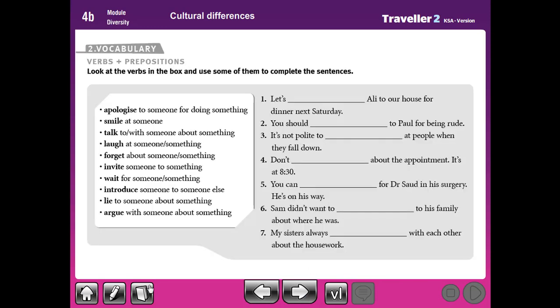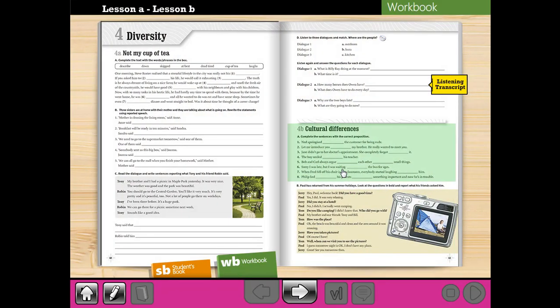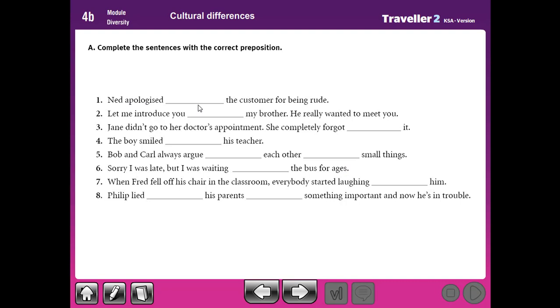Now let's move to the workbook. We have here a small exercise, right? We have to fill in with the suitable preposition here. So the first one, Ned apologized to the customer. Customer means the client, the one who comes to your place, like a restaurant or a place like this, for being rude and impolite. So Ned apologized to the customer.